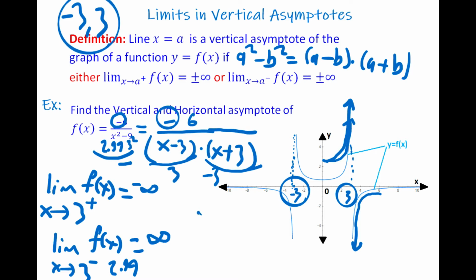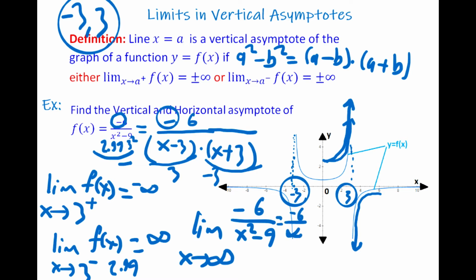Horizontal asymptote means limit when x goes to infinity, guys. Let's say first positive infinity. F of x, negative 6 divided by x squared minus 9. And as you can see, our variable x squared is in the denominator. That means the function is going to behave like negative 6 divided by infinity, guys. So that is going to be, of course, 0. If x goes to negative infinity or positive infinity, it doesn't matter.